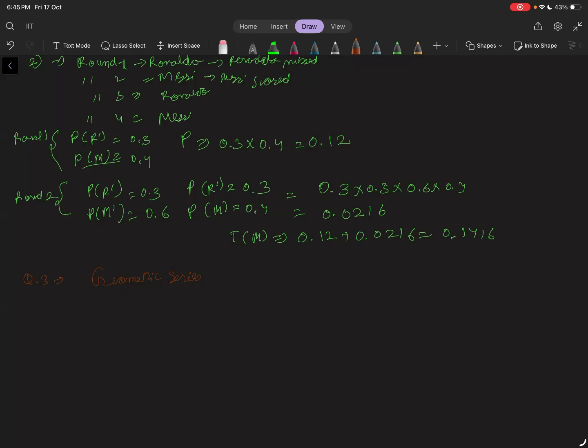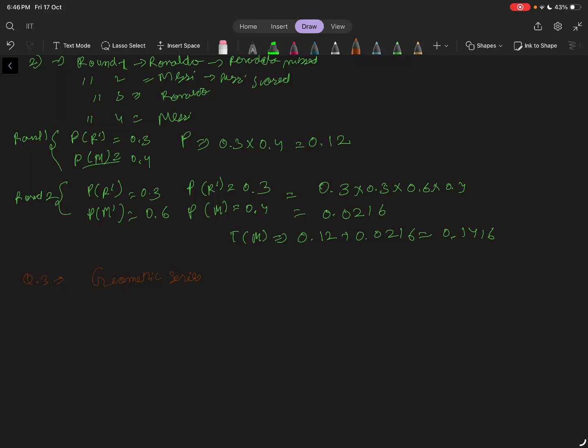So a geometric series is just like you keep multiplying something by the same fraction. So in probability, it lets us add up all the rounds without writing forever. So let's take a simple example, which will probably help you.